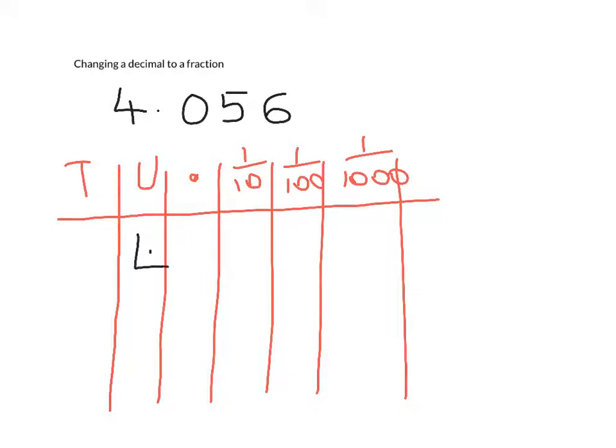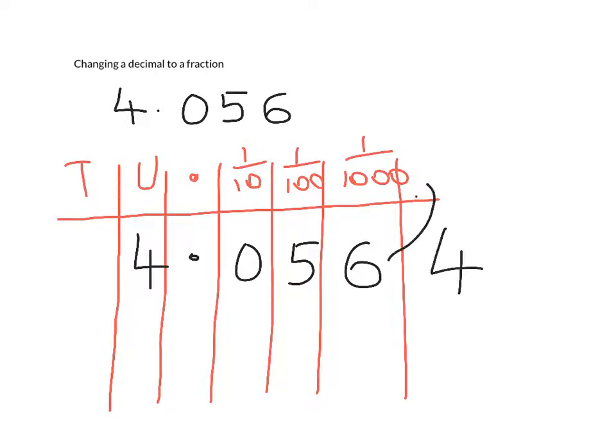So I've got 4.056. I know 4 is my whole number. And looking at my fraction, I can see that the 6 is under the thousandths. So I've got 56 thousandths. There's my fraction. I could simplify it if I wished.